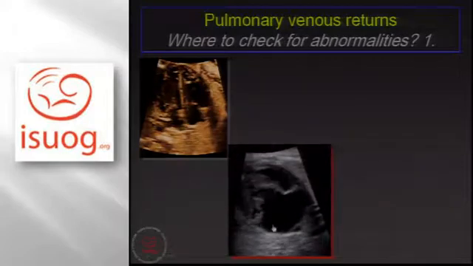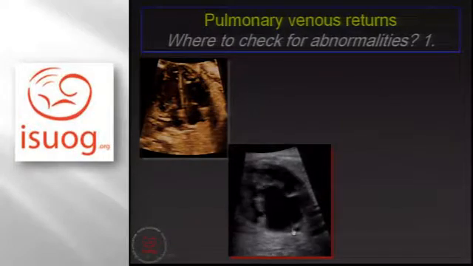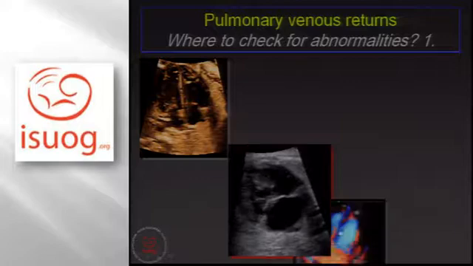And if you have this type of smooth wall, regardless of the abnormal heart, especially if you have this tiny structure here, be very suspicious because this may be a total abnormal pulmonary venous return, and this is just the vertical vein collecting all the 4 pulmonary veins.